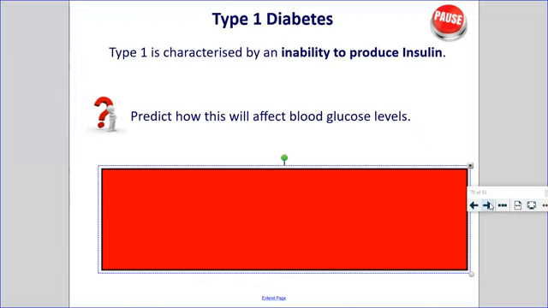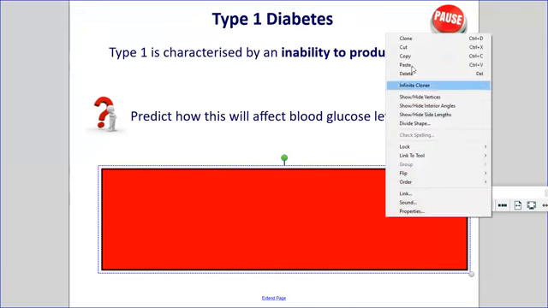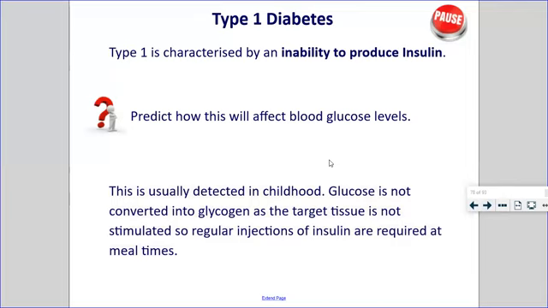So diabetes, what is it then? Well, there's two types of diabetes, type 1 and type 2. Type 1 diabetes is when you are unable to produce insulin. So pause the video. How would that affect your blood glucose levels if you were unable to produce insulin? So if you can't produce insulin, then obviously your blood glucose levels are probably going to remain high, particularly after meals. So type 1 diabetes is usually detected in children. Because that messenger, that insulin, isn't being produced, the message isn't being sent to turn the excess glucose in the blood into glycogen. And so you end up with high levels of glucose in the blood, which again leads to damage of the blood vessels.